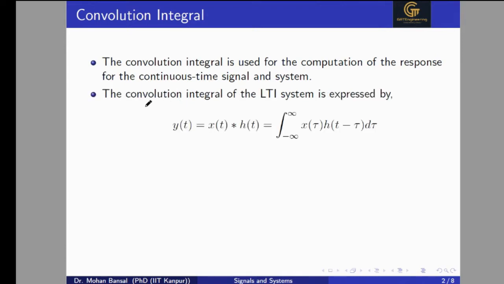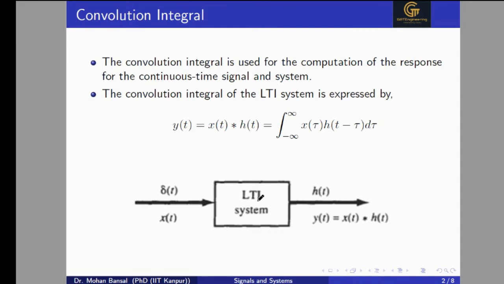The definition of the convolution integral for an LTI system is x(t) convolution h(t), which is represented by the integration from minus infinity to infinity of x(tau) h(t minus tau) d tau. Now, let us assume we have an LTI system, the input is x(t), and we get output y(t), which is nothing but x(t) convolution h(t). If we give the input signal as the impulse function delta(t), we get output equal to delta(t) convolution h(t), which is equal to h(t). So the output will be the impulse response for the given input signal as the impulse function.